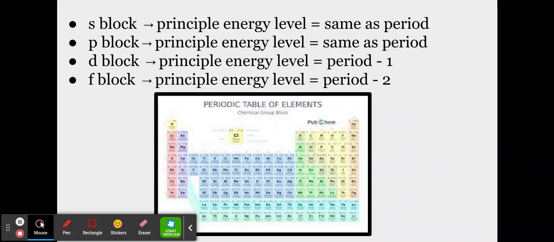So if you're in the 5th period and you're talking about the D electrons, you'll really be referencing the electrons from the 4th energy level. So you're going to do the period minus 1. Now the F block, which is the portion detached from the periodic table, you're going to do the period minus 2. So if you're in the top portion of the F block, which is essentially coming from the 6th row of the periodic table, you're going to do 6 minus 2, which will tell you the electrons you're referencing in that instance would be from the 4th principal energy level.